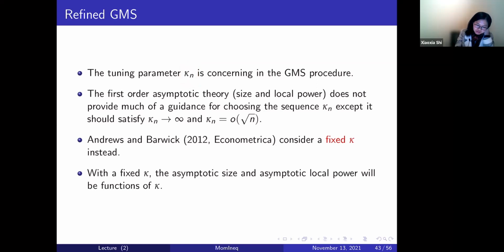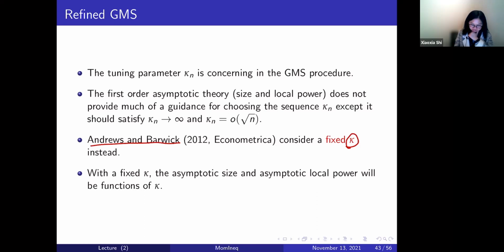One idea is proposed by Anderson-Barwick. Anderson-Barwick basically considers a fixed kappa asymptotics. It's like the fixed bandwidth asymptotics in non-parametrics, fixed kappa asymptotics. So they consider the asymptotic size of the test when you fix kappa instead of letting it be a diverging sequence. When you fix kappa instead of letting it diverge, the asymptotic size of the test is not controlled at alpha. So with that fixed kappa, you have to couple it with a size correction.